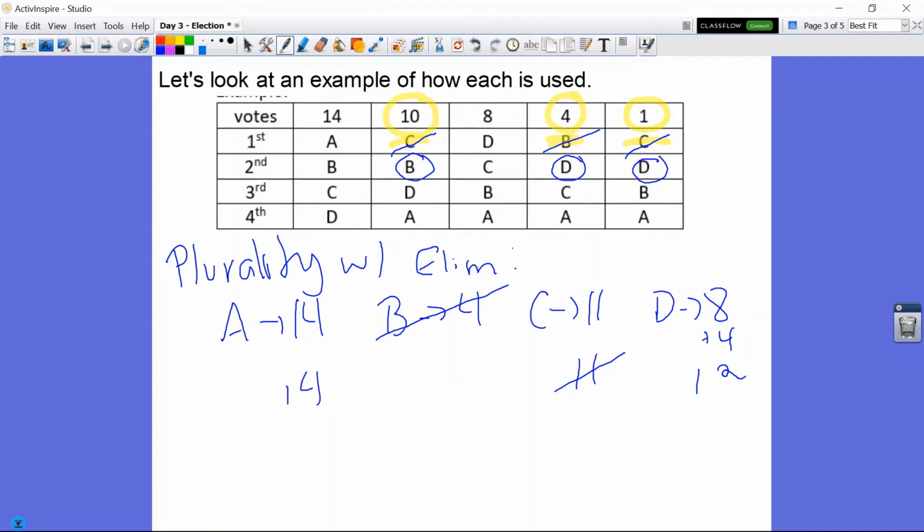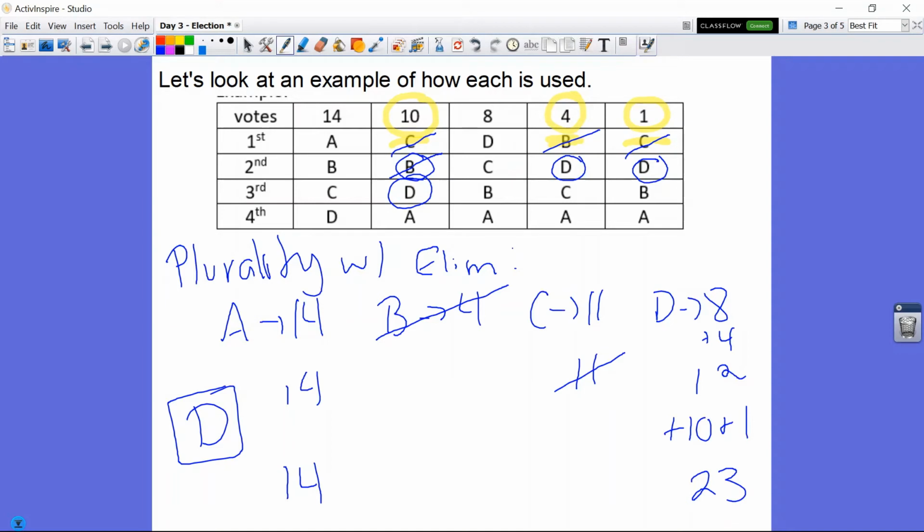Now, if you look here, B has already been eliminated, so we have to cross that one out again and come down to D. So both the 10 and the 1 column are going to go to D. So A is going to end up with 14, and D is going to end up with 23, making D our winner. If we remember back to our first 2 methods, plurality A wins, Borda count B wins, plurality with elimination D wins. So it really does matter which voting method you're using in order to determine your winner.